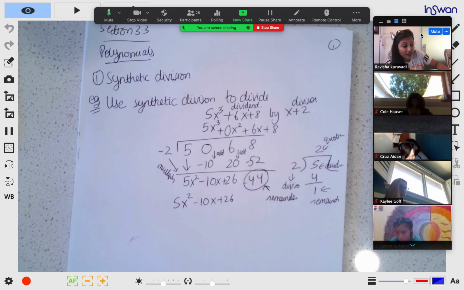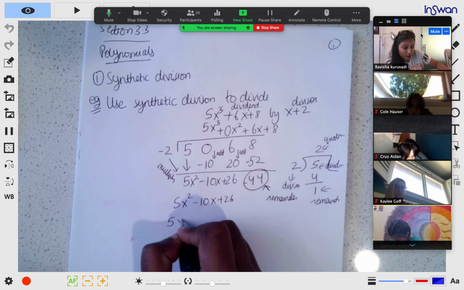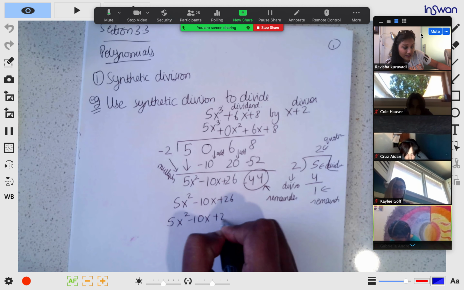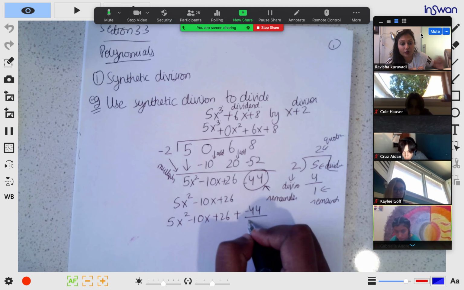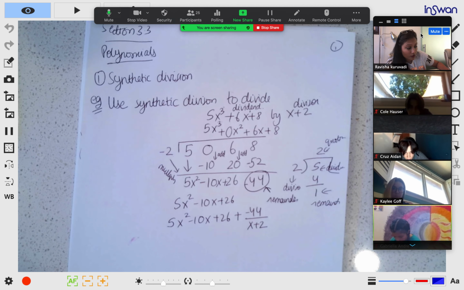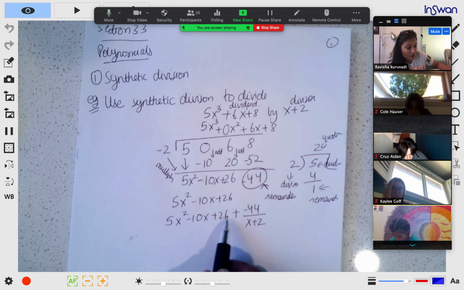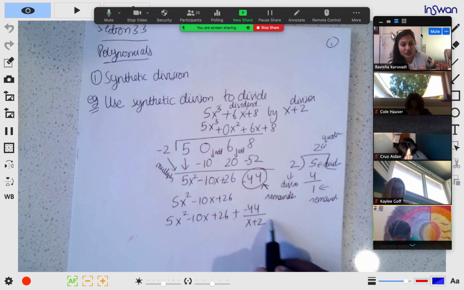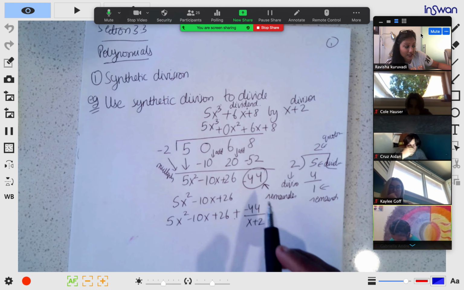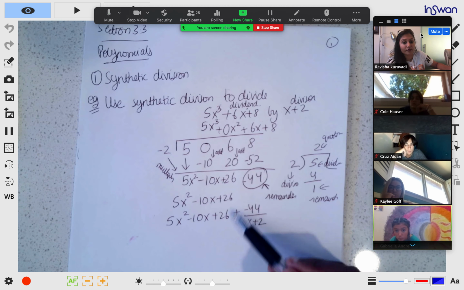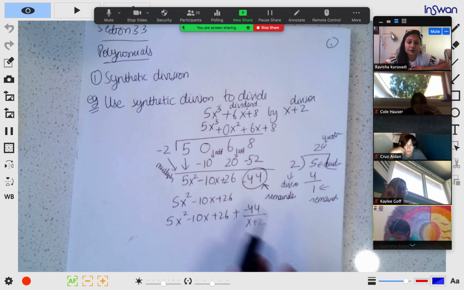And how you write your final answer is: whatever quotient you get, plus remainder over your divisor. That's how you write your final answer. Whatever quotient you get plus remainder divided by divisor. If the remainder is 0, then you don't have to write this. But if your remainder is something else other than 0, then you have to write it like this. It's very easy. Once you start getting it, it's very easy. Any question so far?